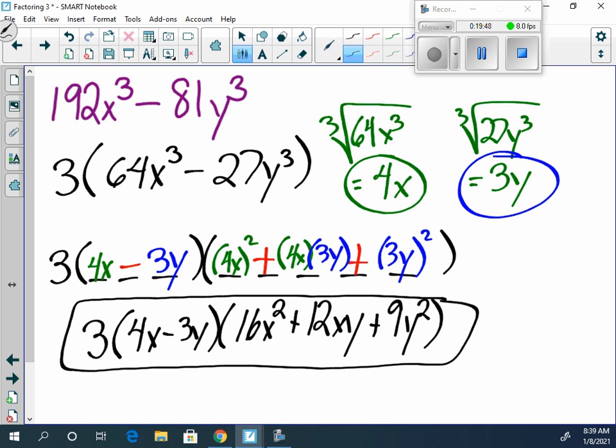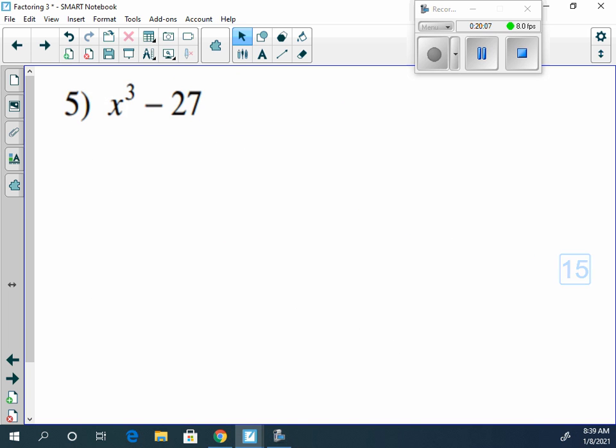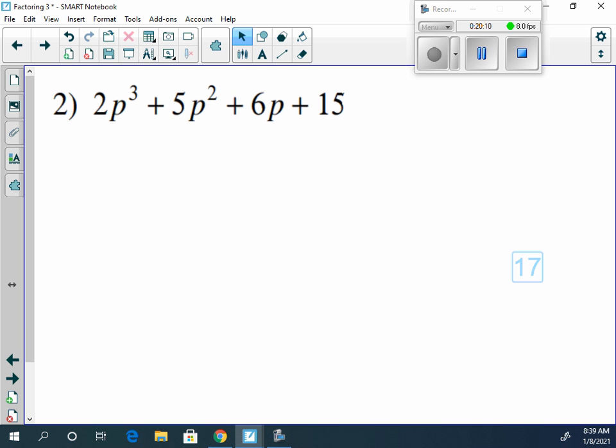And once we simplify this here, and simplify the squares and multiplication, we get this. Any other questions on this here? Okay, we're going to move on to the last type of factoring that we're going to look at.